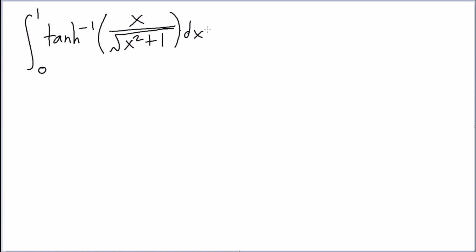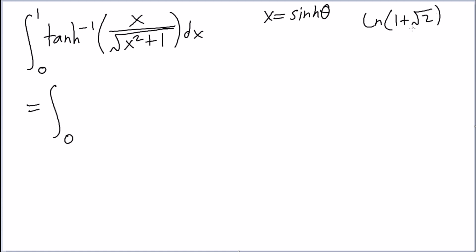But if we let x equal sinh theta, right, then we end up with the bounds 0 to 1. I don't know what that is, but I'll leave it like that. 1 plus root 2. Okay. So is that right? I think that's right. Inverse sinh of 1 is that, whatever.